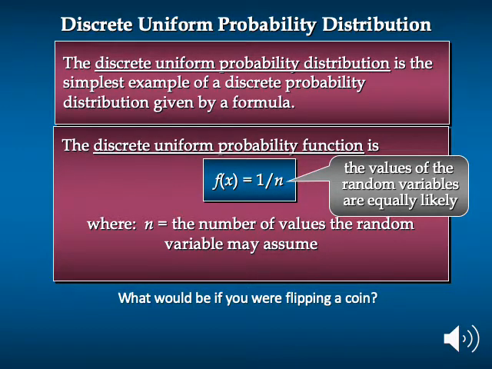And what would it be if you were flipping a coin? Well, it's heads or tails. If you were rolling a die, it would be 1 out of 6 to get any one of the numbers. 6 choices. The probability of getting any of them is all the same. They're all equal.